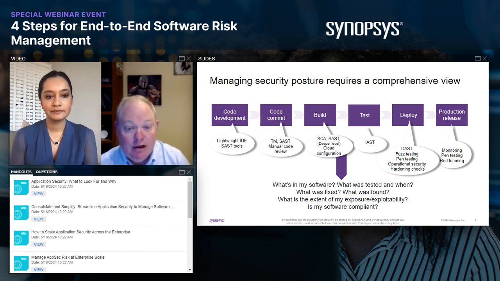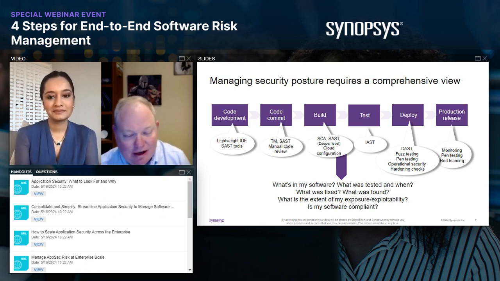And so we've got really good detection capabilities across the SDLC through all the tools and options that are out there. But now it's very difficult. It's a very fragmented view. So how can we get a nice comprehensive view so we know what the most important thing we need to focus on today is?